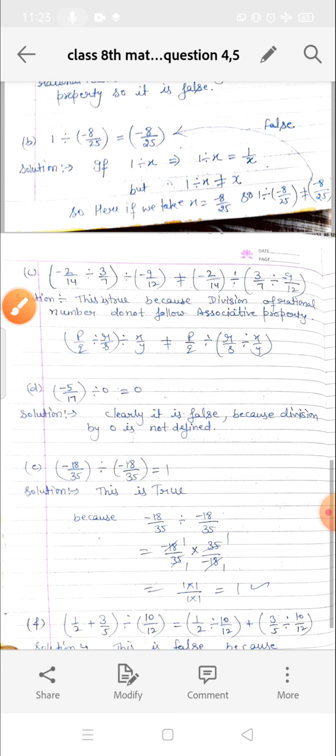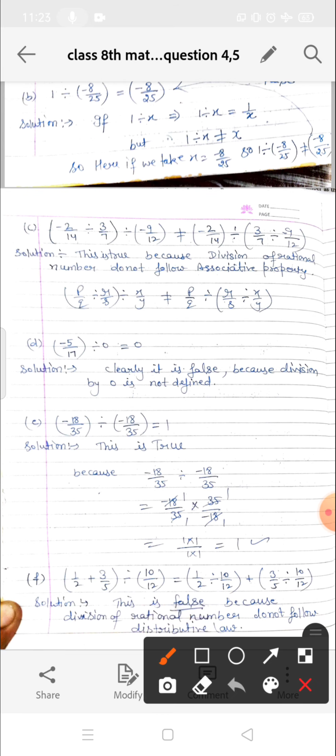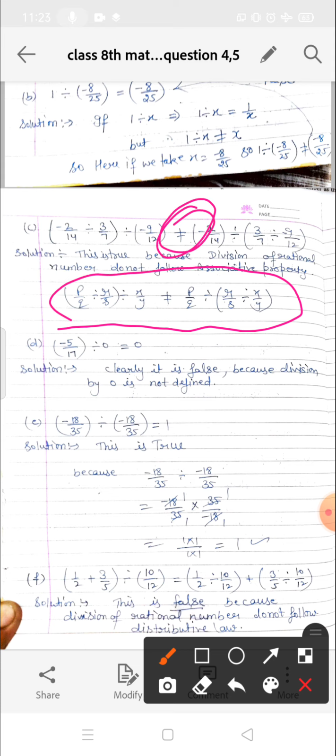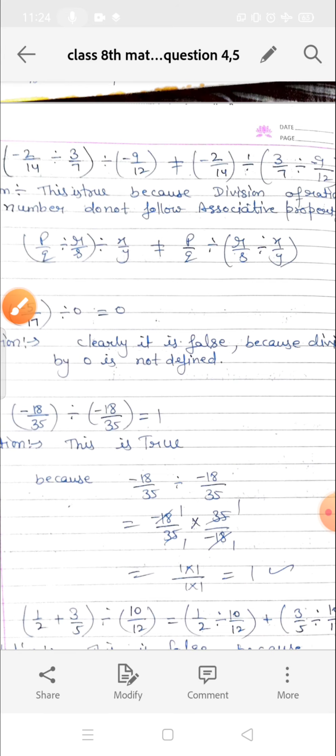Now we will move on to the C part. Look at here. In the C part, the associative property is given and also the sign of not equality is given. And we know that in case of division, associative property is not satisfied. So this is a true statement because the sign of inequality is given. Clear? Now look at the D part.